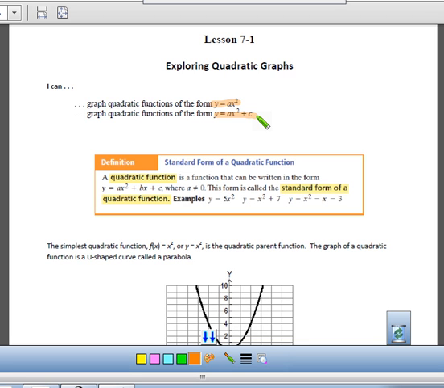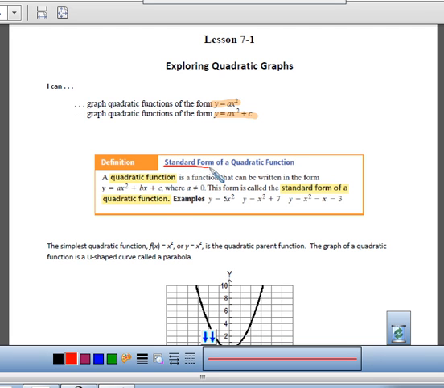Alright, so definition. Now you'll see on the screen that some of these things are highlighted. On your copy, I believe they are just bold but not highlighted, so you might want to highlight them. So definition, standard form of a quadratic function. Standard form. Okay, what they basically look like. A quadratic function is a function that can be written in the form y equals ax squared plus bx plus c, where a is not equal to 0.